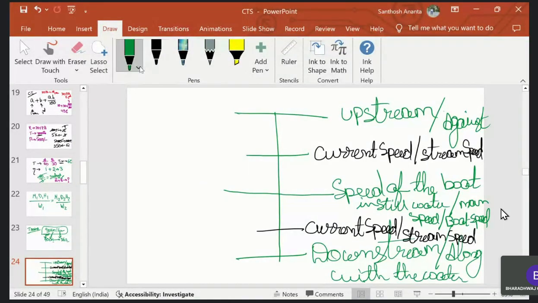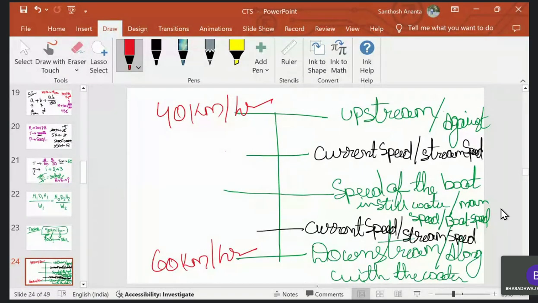Now look here. A boat is traveling with a speed of 40 km per hour in the upstream, whereas the same boat is traveling with a speed of 60 km per hour in the downstream. Now, what is the speed of the boat in still water? Upstream is 40, downstream is 60. Exactly in between of these.